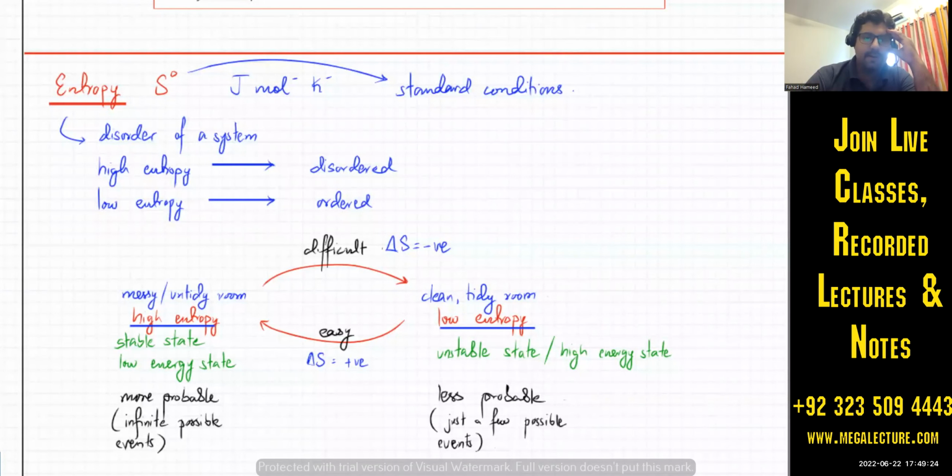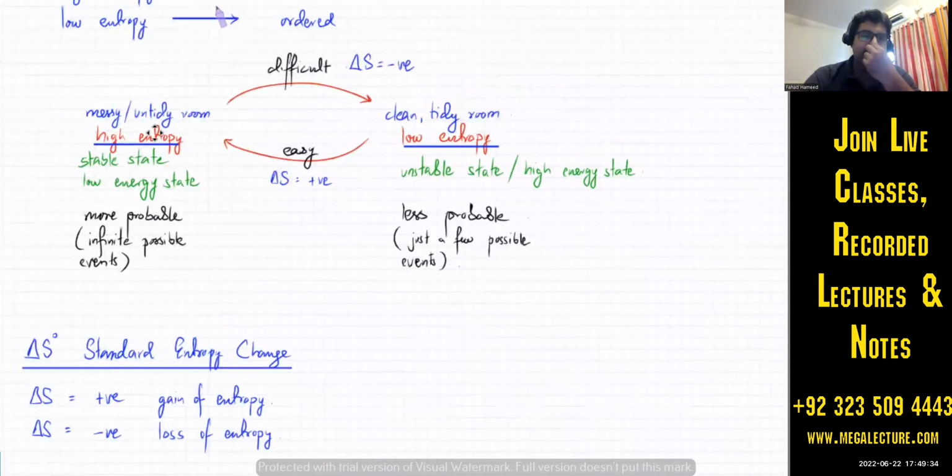So quick recap, entropy is disorder. High entropy means more disorder, low entropy means less disorder. You've got high entropy states and low entropy states. A clean and tidy room is low entropy, an untidy room is high entropy. High entropy is easy, low entropy is difficult, it's unstable. Keeping things nice and tidy is difficult. Keeping things messy is easy.